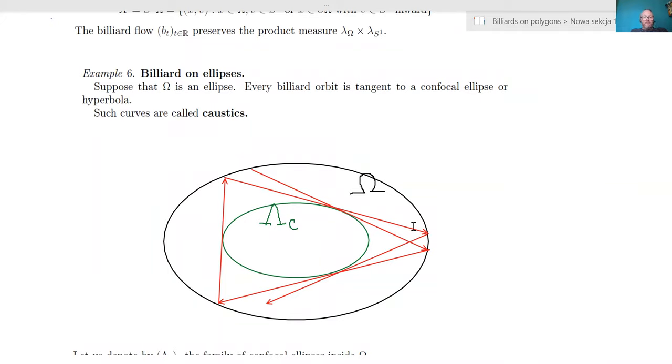Suppose that Omega is an ellipse, and then we have a very nice property that for every orbit, there exists a confocal ellipse or hyperbola such that every line segment of the orbit is tangent to this conic curve. And this is exactly the situation which we see on the picture. Then this ellipse is tangent to any part of the trajectory, and such curves are called caustics. So in other words, confocal hyperbolas and confocal ellipses are caustics of the billiard flow on any ellipse.